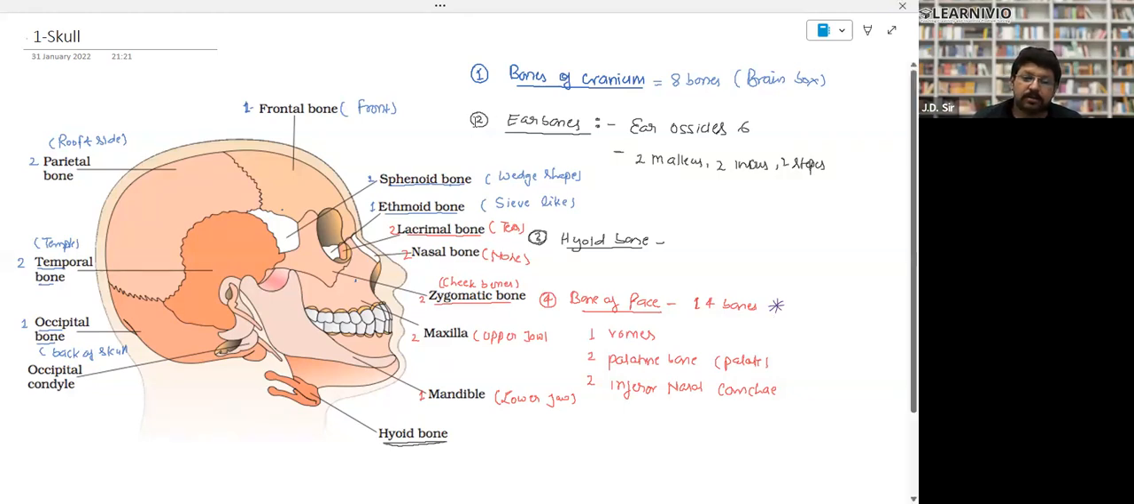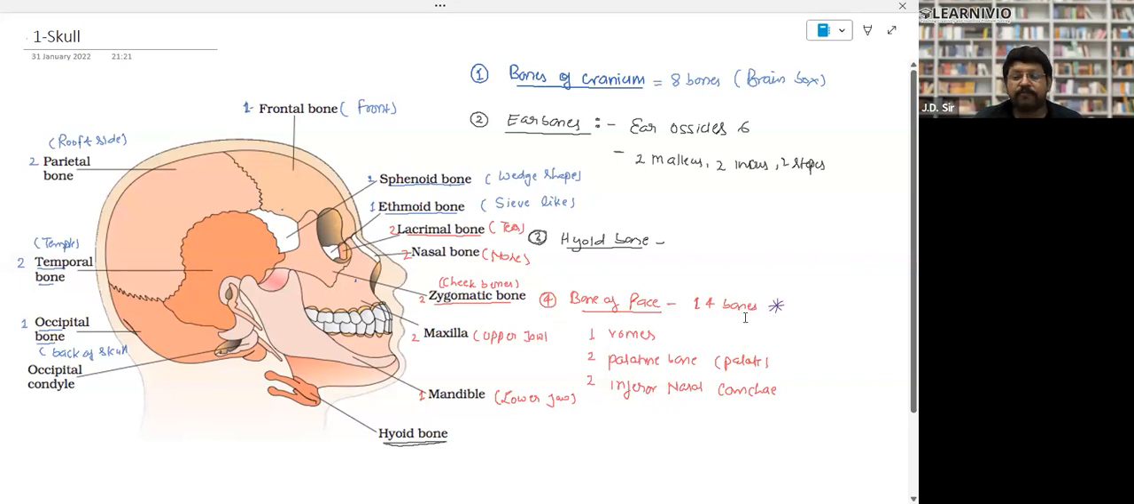Then ear bones. We will discuss ear bones in detail in the neural part, because the ear is described over there. Basically, there are malleus, incus, and stapes. Three bones, in the sequence: malleus, incus, and stapes. Every ear has three bones here and three bones here. So two malleus, two incus, and two stapes. The stapes is the smallest bone of our body, right? Then this hyoid bone, this neck part.